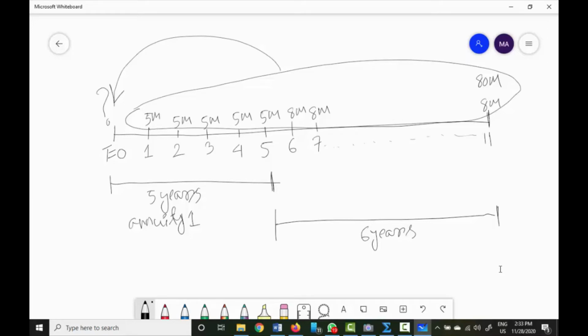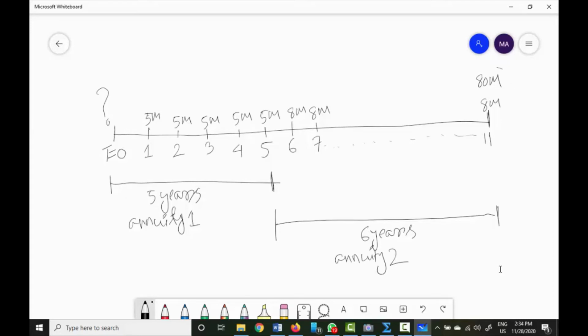So what we can do, we have here, this one is annuity 1, all these cash flows are 5 million, and then this is annuity 2, because all these cash flows are 8 million, right? But this one is a single cash flow. So in that case, what do we need to do?